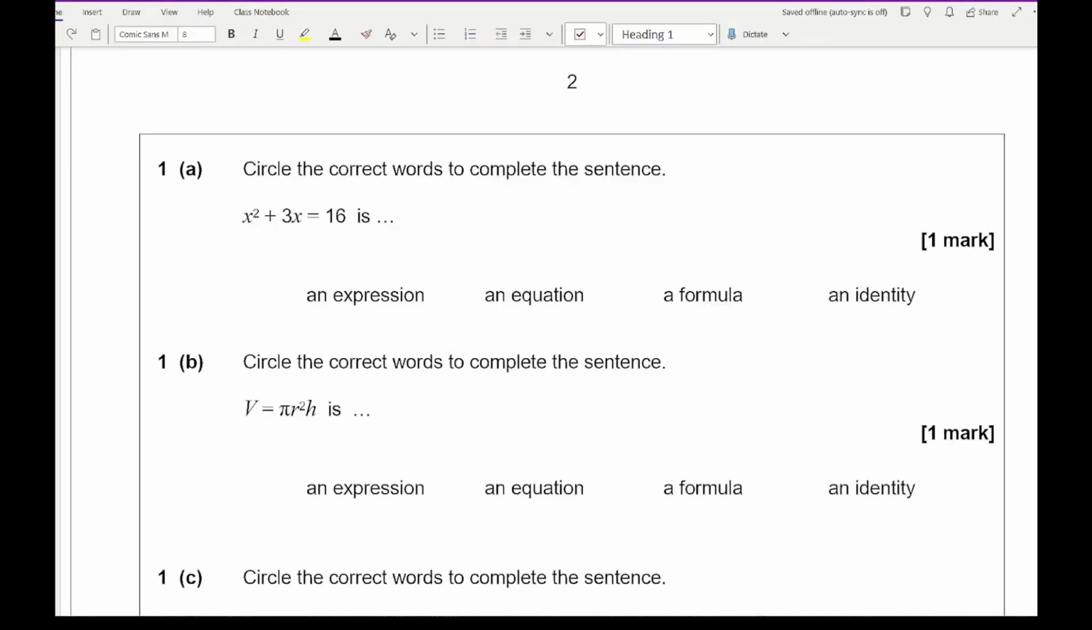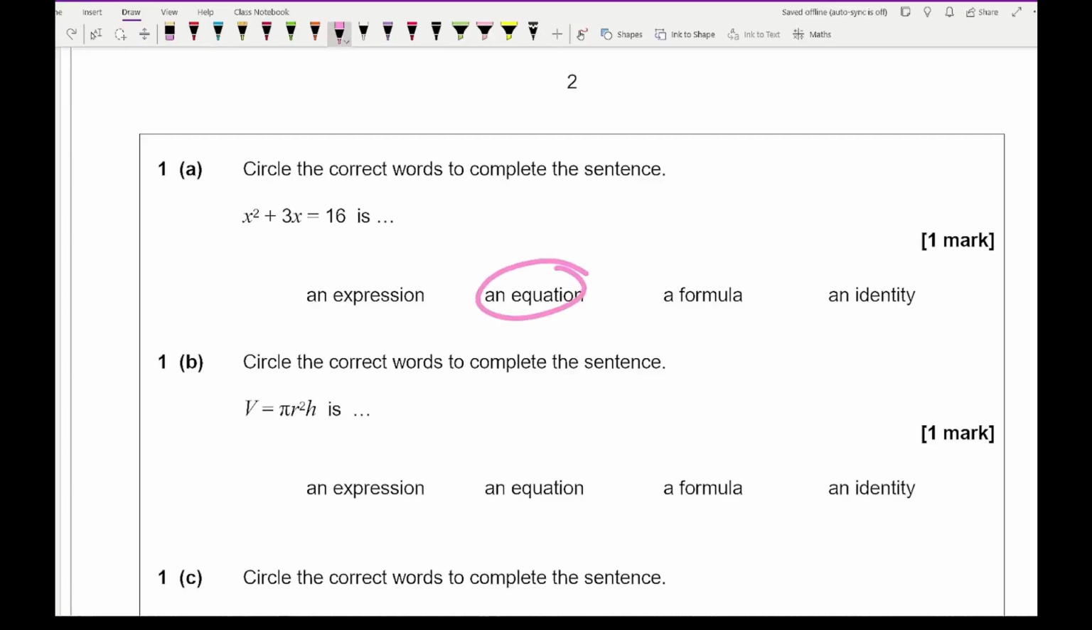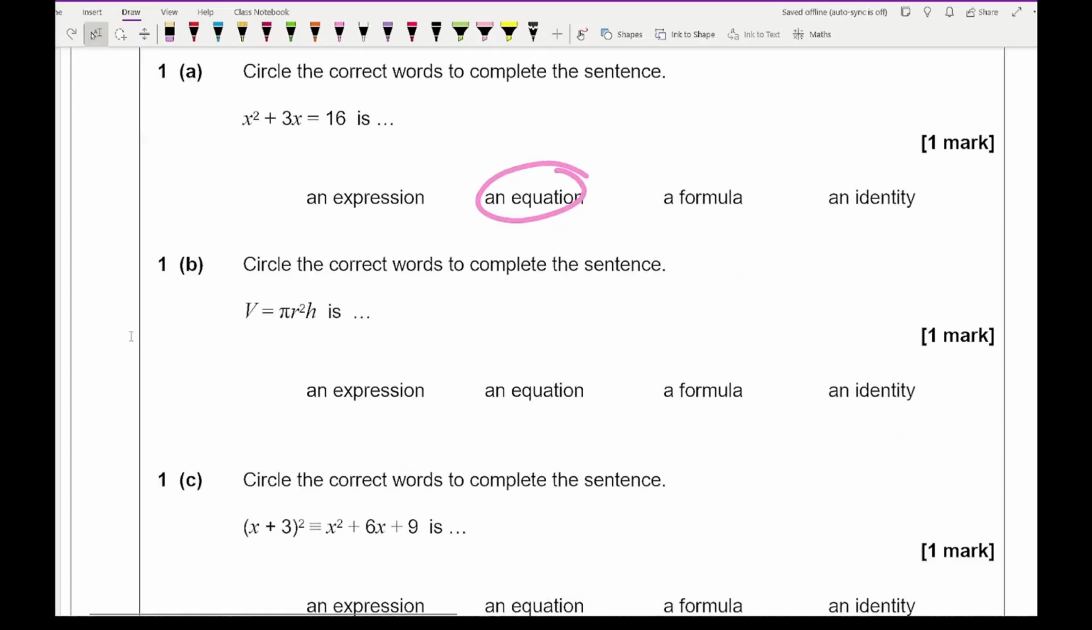So looking at question 1, it says circle the correct words to complete the sentence, and it says x squared plus 3x equals 16. Now, because there is only one letter, although there is an x squared and an x, it's still one letter, and you've got an equal sign, then this is going to be an equation. It then says circle the correct words to complete this sentence, and it says v equals pi r squared h. Now, because there is an equal sign and multiple letters, it's going to be a formula.